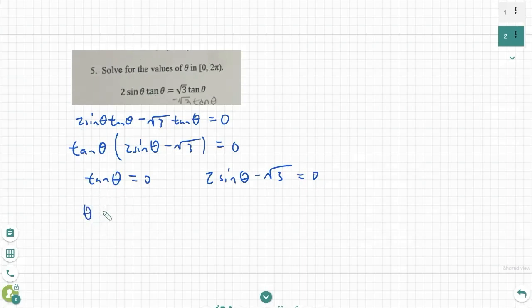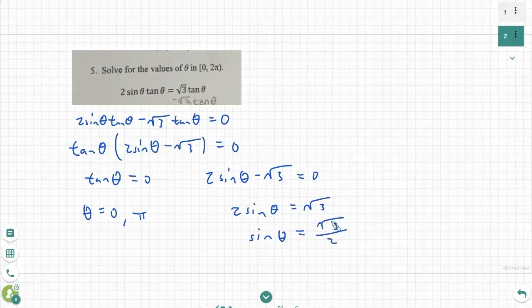Okay. For the other side, do we start by dividing both sides by 2? Not yet. Is there something else you have to do first? Do we add the square root of 3? Yeah, add it, because what are you trying to solve for first? For sine. Yeah, sine theta. So then 2 sine theta equals square root of 3, and then divide both sides by 2. Sine theta equals square root of 3 over 2.